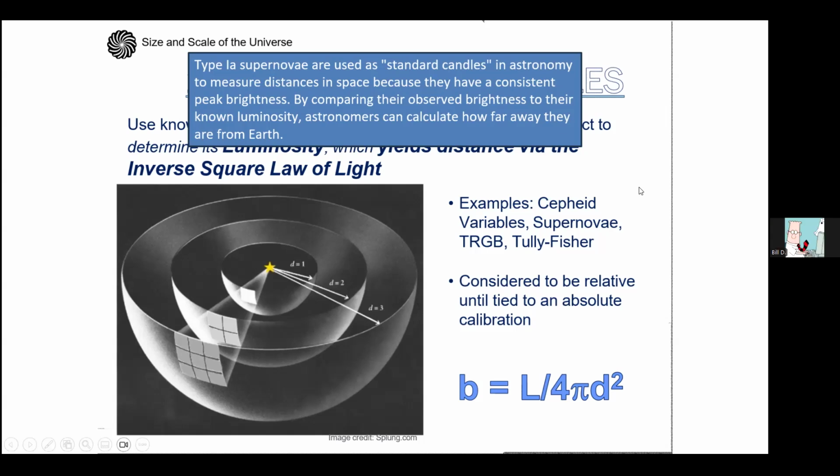I think it's less to do with the star before the supernova, and more to do with the apparent luminosity of the supernova. The idea being is that type 1As have a peak brightness that is consistent. And so if you know what that brightness is and compare it to the apparent luminosity, you can find the delta.